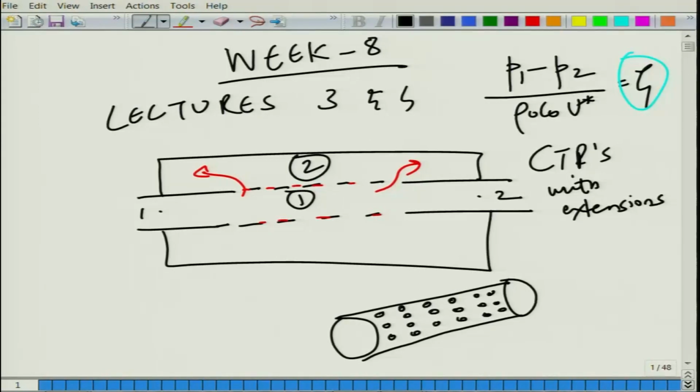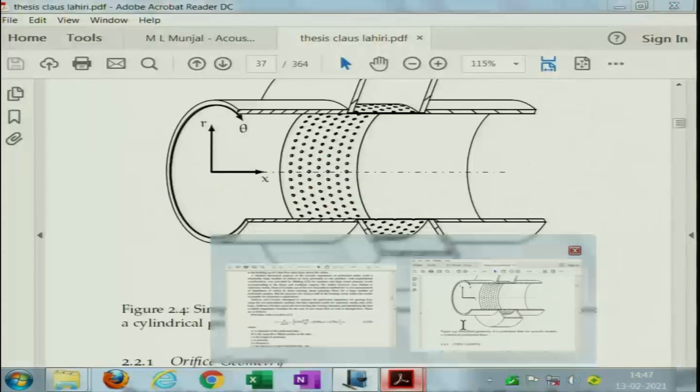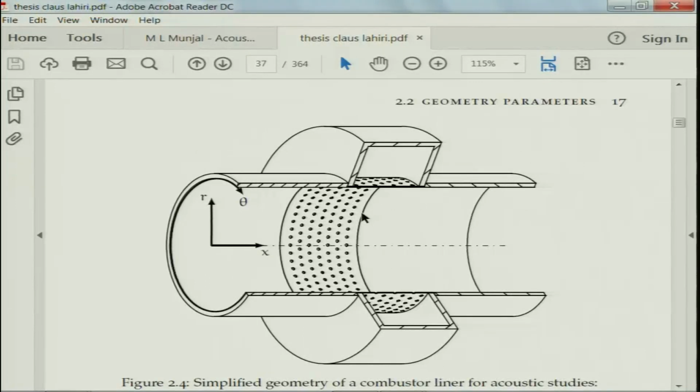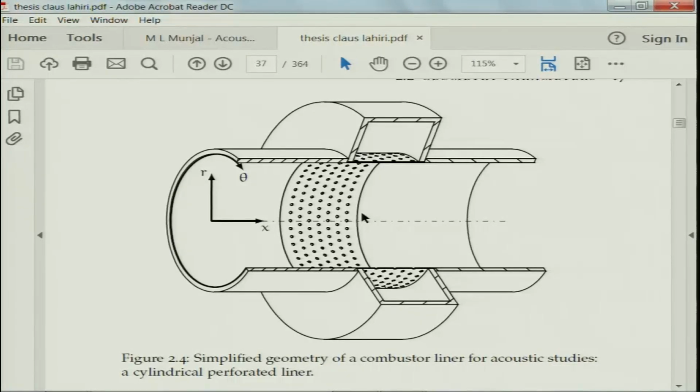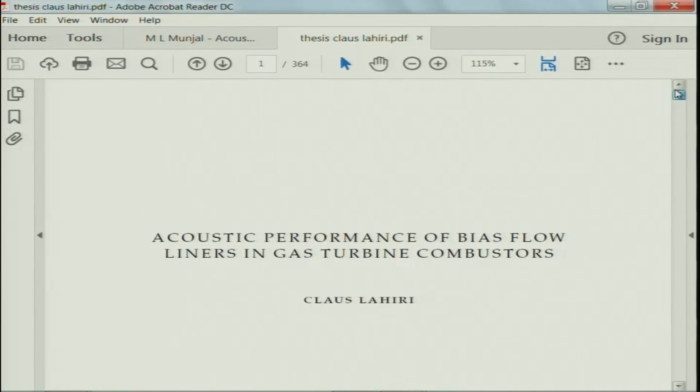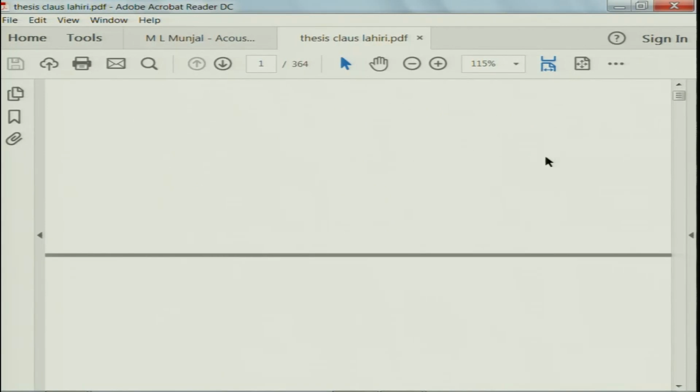For that, although I can write it down here on the screen, a better way would be to have a look at the published literature. Fortunately, I have got some theses, PDF files and different research articles which talk about different perforate impedance. Let me show you a few of them. This is the thesis by Klaus Lahiri, who did some work on the acoustic performance of bias flow liners in gas turbine combustors.